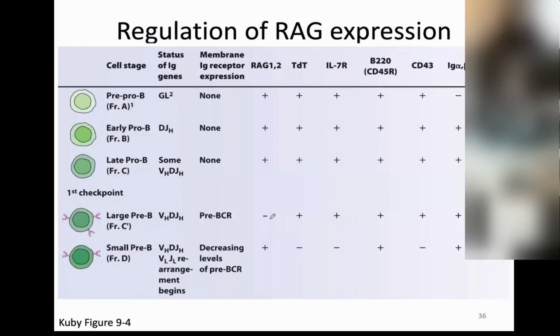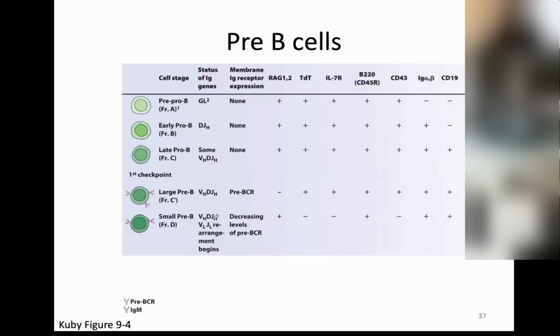Once the cell has actually finished getting a signal here, it is actually going to turn RAG back on. And so now it is going to do the final thing that the pre-B cell has to do. And the final thing that the pre-B cell has to do is make a light chain.